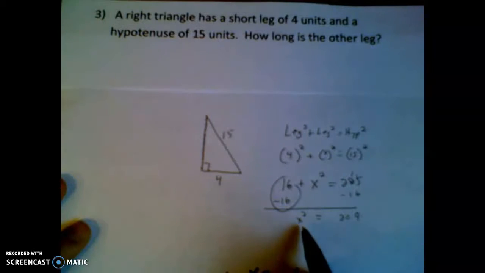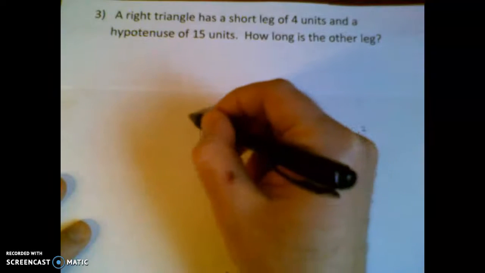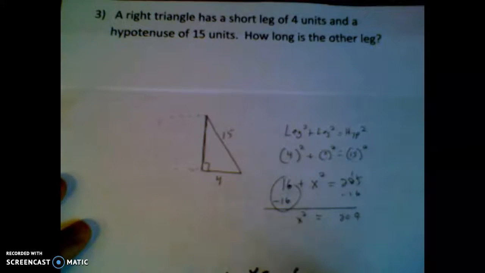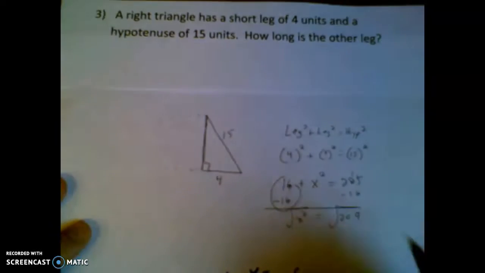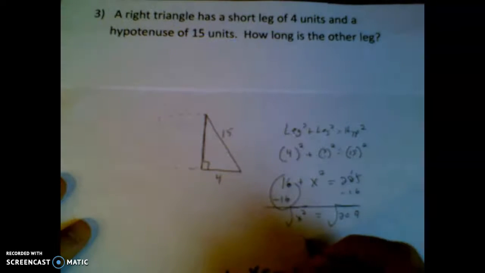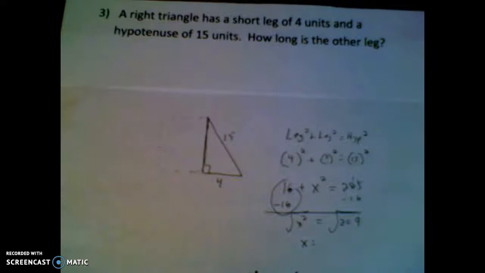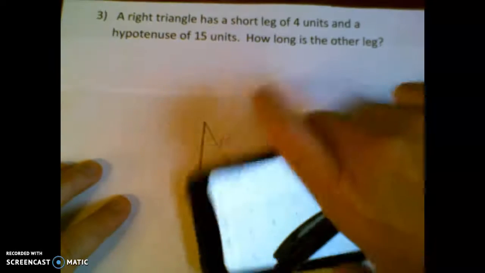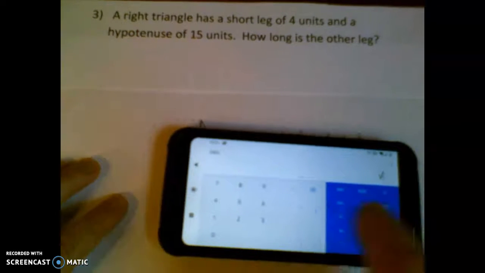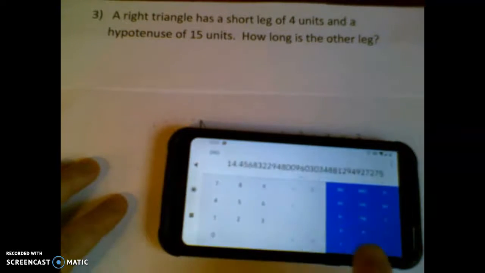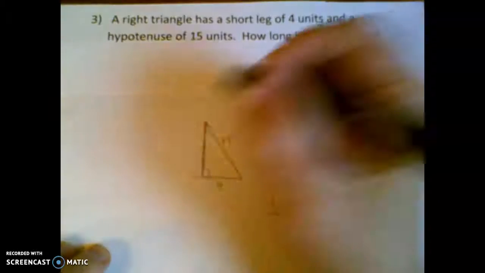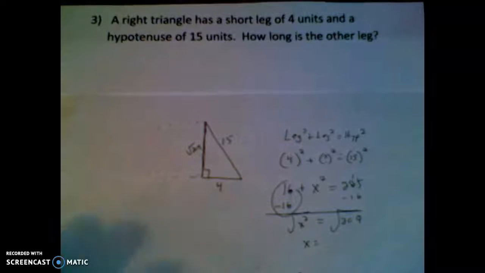So that means to find x, remember x squared is the area of this square. To find the side length, you have to undo the square, which is the square root of both sides of the equation. So I end up with x equals, and you could say the answer is just the square root of 209. If you want to find a more precise value, you just take the square root of 209, and it looks like we get about 14.45 or so. So I would probably go with the square root of 209 as my missing side length.